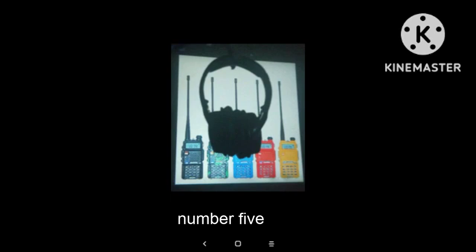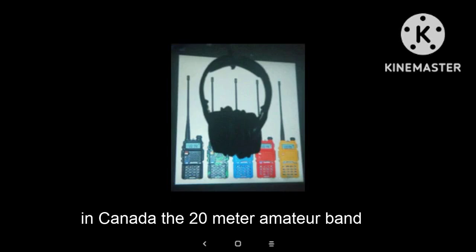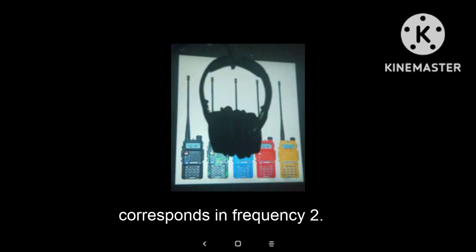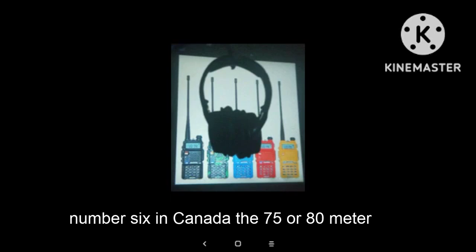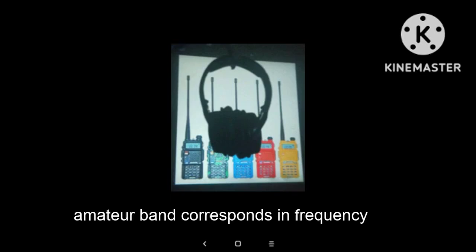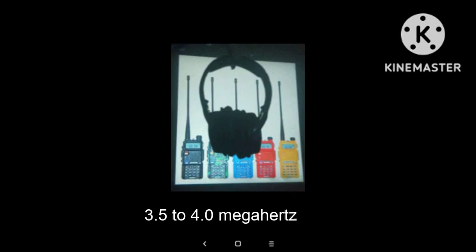Number 5. In Canada, the 20-meter amateur band corresponds in frequency to 14.000 to 14.350 megahertz. Number 6. In Canada, the 75 or 80-meter amateur band corresponds in frequency to 3.5 to 4.0 megahertz. Number 7. In Canada, the 10-meter amateur band corresponds to 28.00 to 29.700 megahertz.